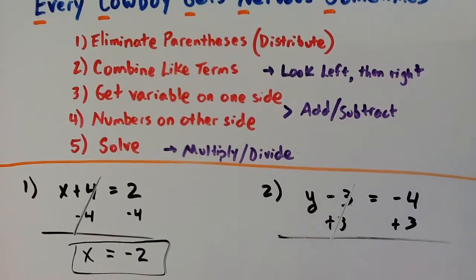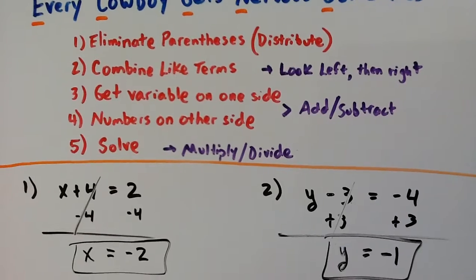Negative 3 plus 3, those are additive inverses, so they equal 0. You're left with just y equals negative 4 plus 3, which is negative 1. So y is negative 1. Again, that 5th and final step is already done for us because the coefficient of y is already 1.